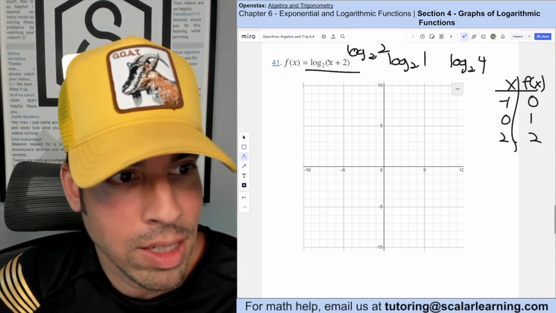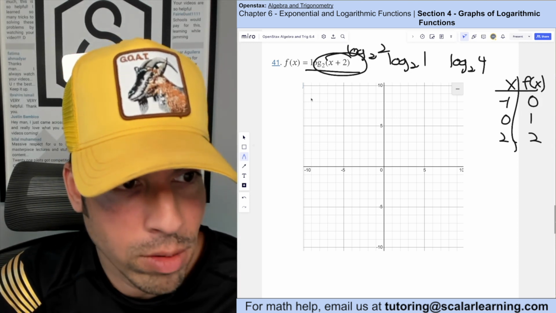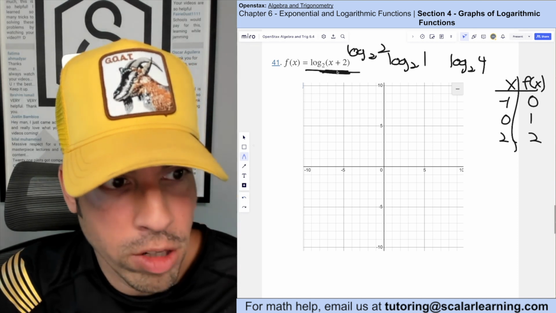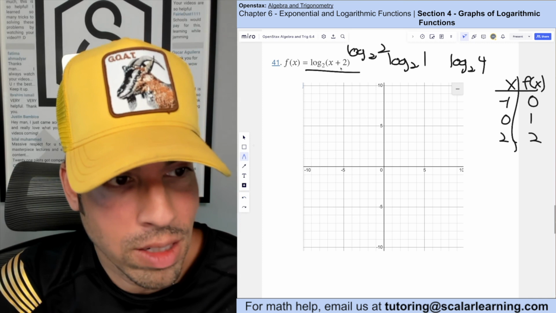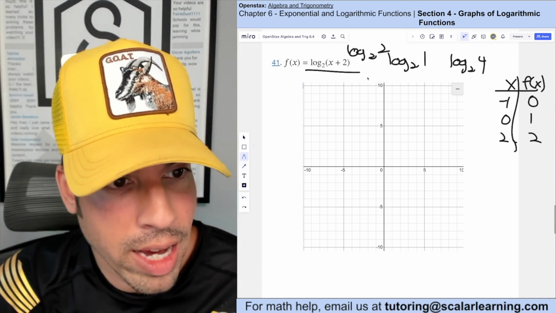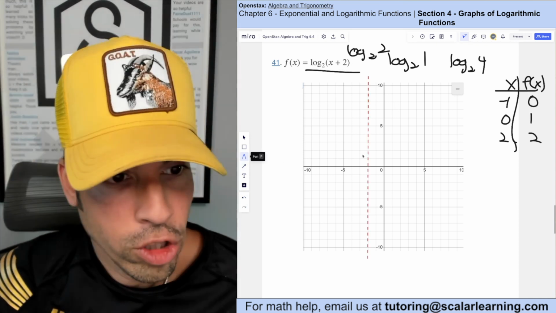The last thing I'm going to say is, where's my vertical asymptote? Well, that's going to be when this argument zeroes out, because we can't take 0 or negative numbers, which means it's going to zero out at negative 2. So we have a vertical asymptote at x equals negative 2. So there's my vertical asymptote.